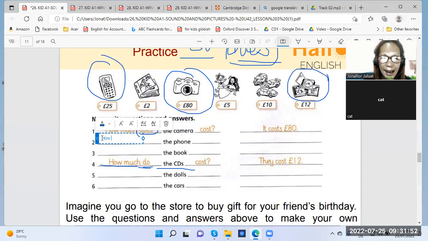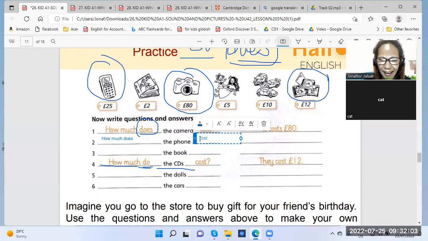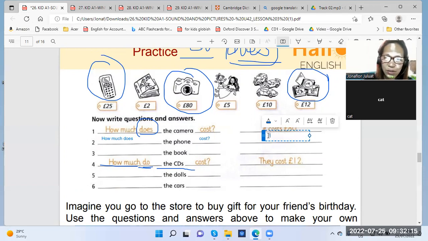Okay. You will ask how much does the phone cost, right? And then you will answer, because it's only one phone, you will say it costs. You will use it. How much is the price of the phone, Hannah? It's 25 pounds.